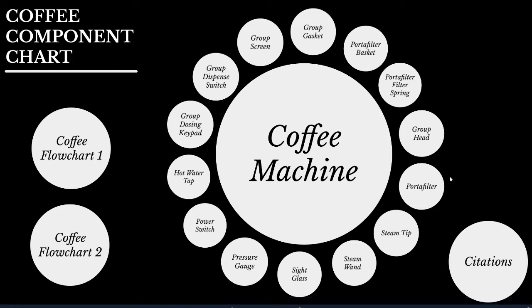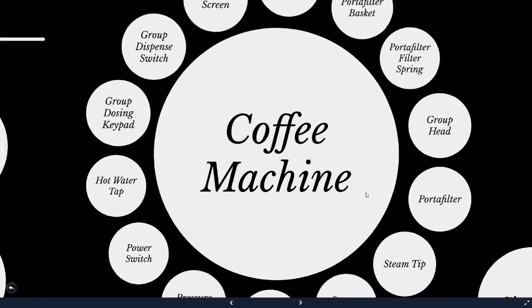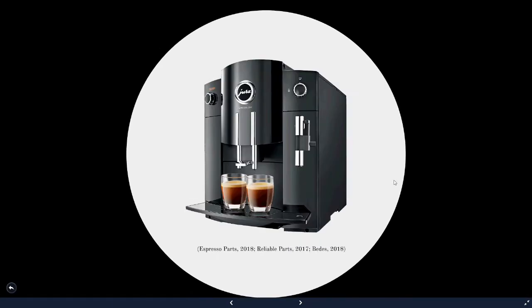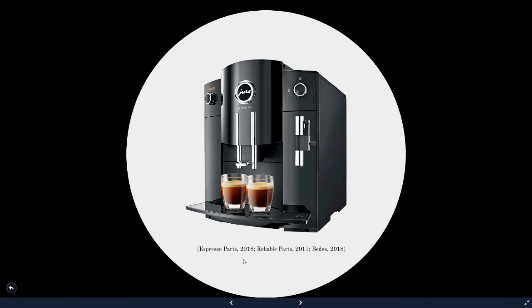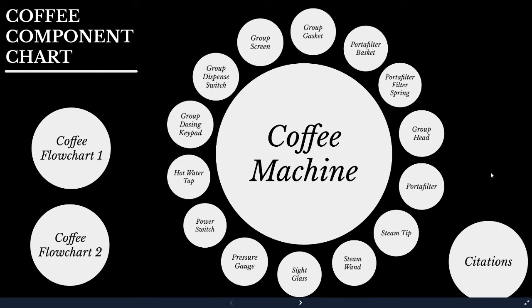I need to say that I've got one assumption here, since there are a lot of different coffee machines, and they're used to prepare different types of coffee. Some of the machines are different from the other types, and here I decided to speak about espresso coffee machine. So basically, here you have a picture, and all the information which is going to be mentioned later is taken from these sources like Espresso Parts 2018, Reliable Parts 2017, and Bedis 2018. So I think we may start.